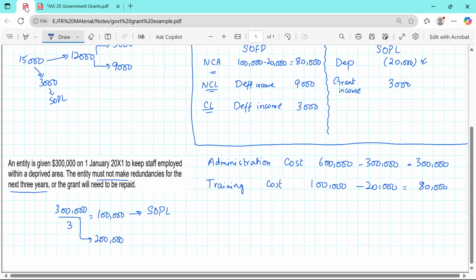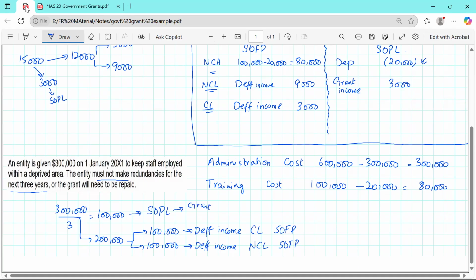Out of that, 100,000 will be definite, long term and short term. 100,000 will be recorded as deferred income in current liability, SOFP, and 100,000 would be recorded as deferred income in non-current liability, SOFP. So here you do make an adjustment in your balance sheet as well, okay? And this one that you take is known as grant income, okay? Grant income.